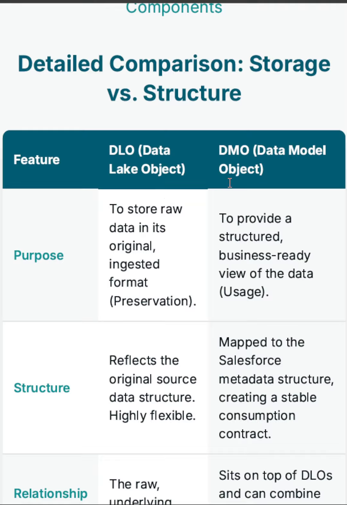Whereas the data model object is the structured, business-ready view of the data that is used basically for business processes. In a live business process we can use a data model.